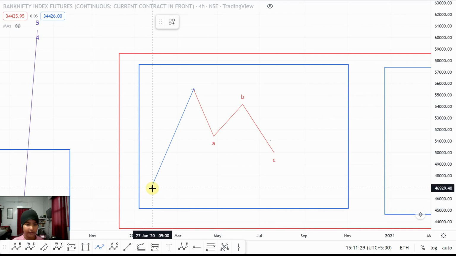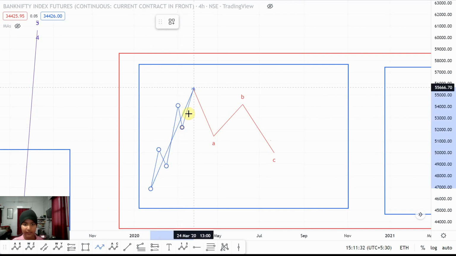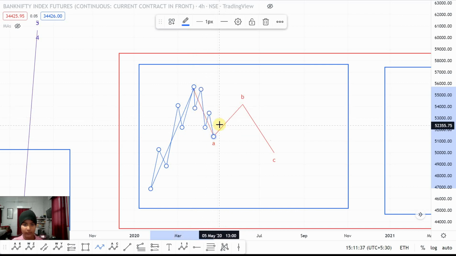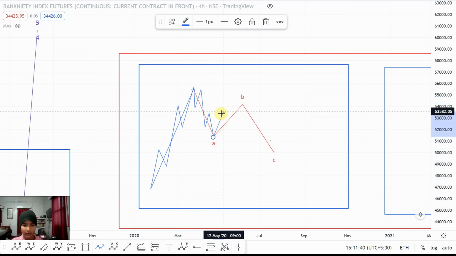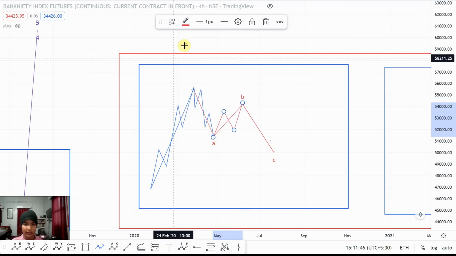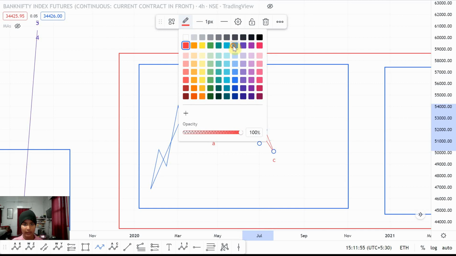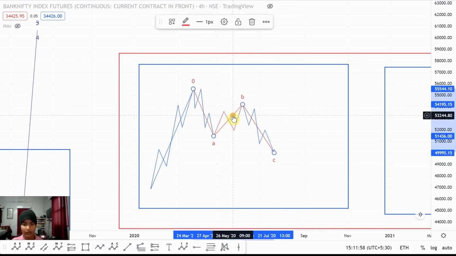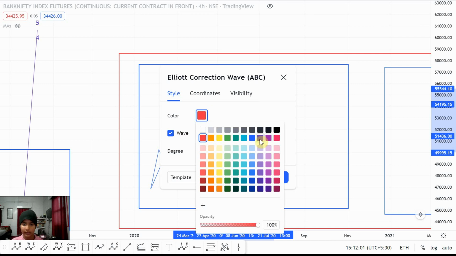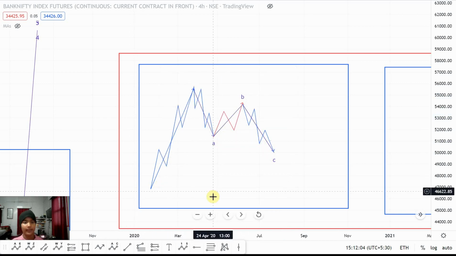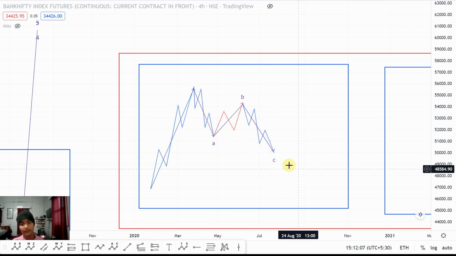This has come to our golden ratio level. So the internals of this is 5 waves of the impulse, 5 waves of the A, and 3 waves for the B, I'll color that red. And 5 waves down for our C. I'll do that blue again. Let's change this color to purple. Now this is one of the wave zigzags.